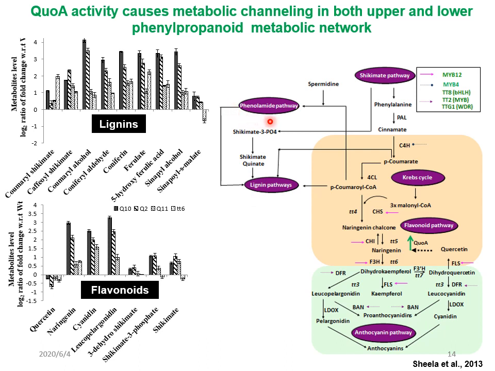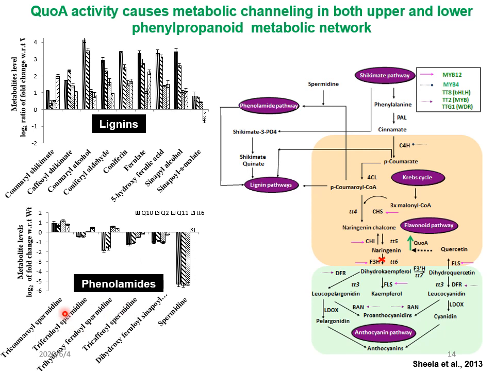Now, you see there is another pathway called the phenolamide pathway. So we asked, what's happening to this pathway? So this is phenolamide. To our surprise, the phenolamide pathway was downregulated in QUOA lines. All these were downregulated. But in the case of TT6, it was a different trend. In TT6, these were increased. So then the question comes, is it this pathway which helps to increase the lignin pathway? Or is it just the naringenin which goes in both directions and increases?